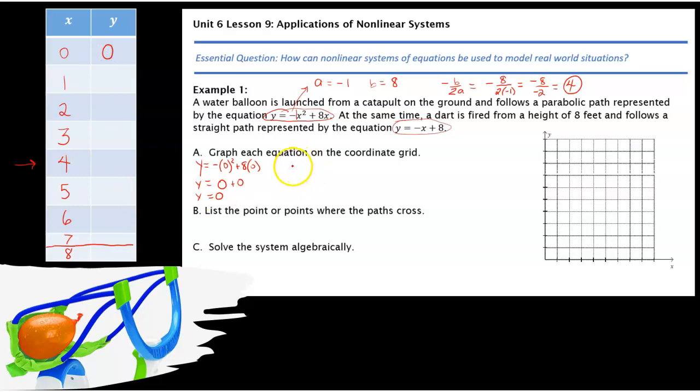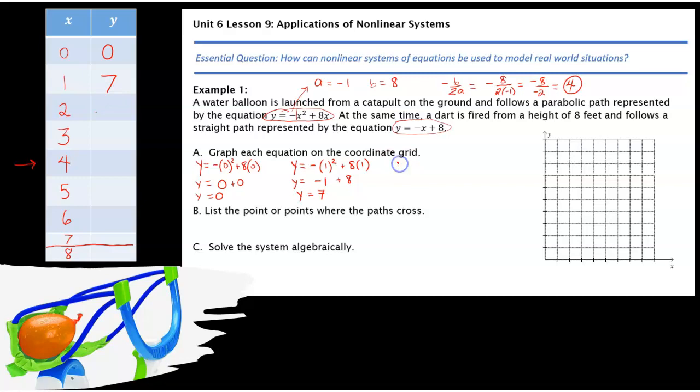Okay, let's try a couple more. If I plug in a 1, y equals the negative of 1 squared plus 8 times 1. Order of operations says 1 squared is first, so 1 times 1 is 1. But I have the negative out in front, so y equals negative 1, and then plus 8 times 1 is 8. So y is equal to 7. So we'll have a 7 here.